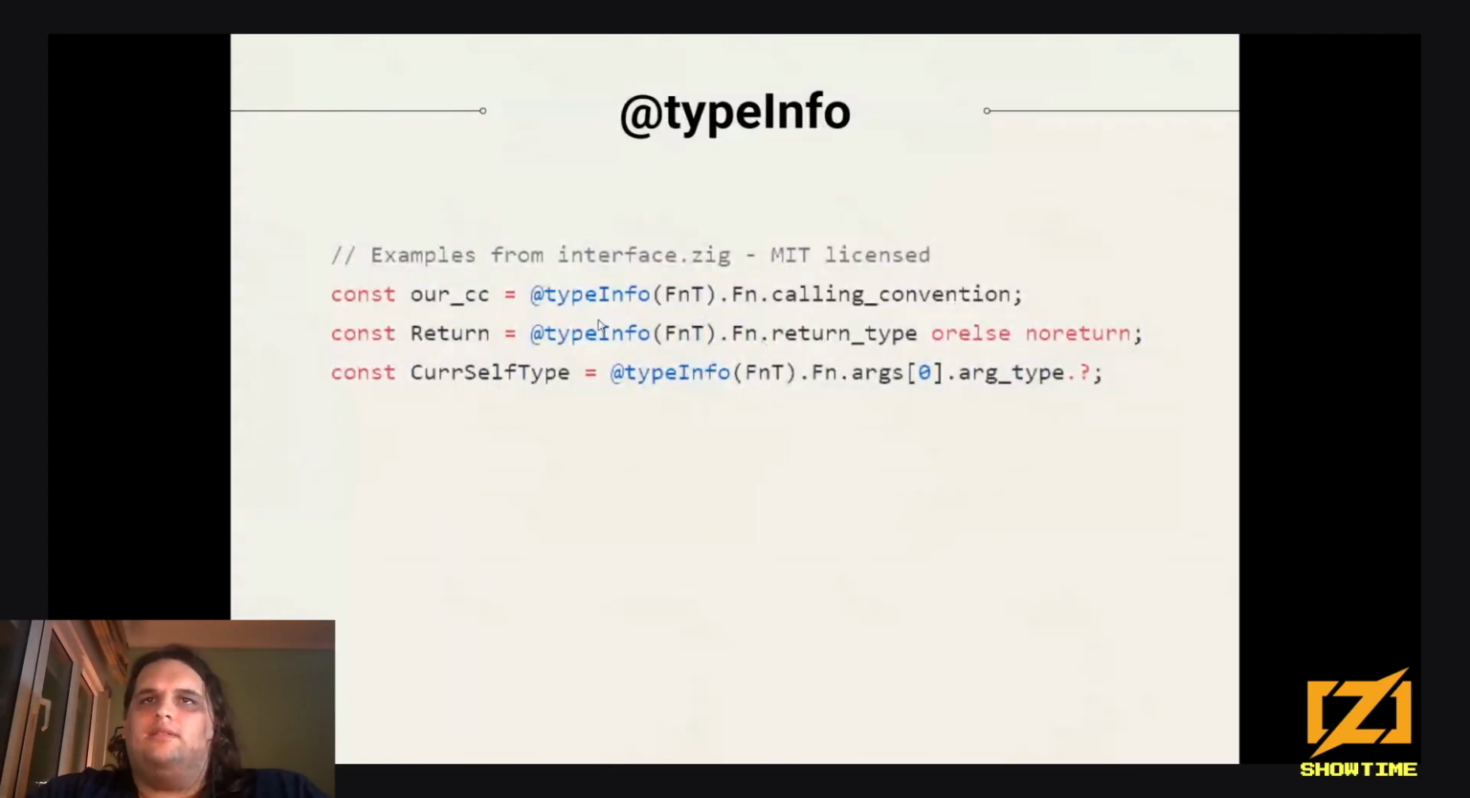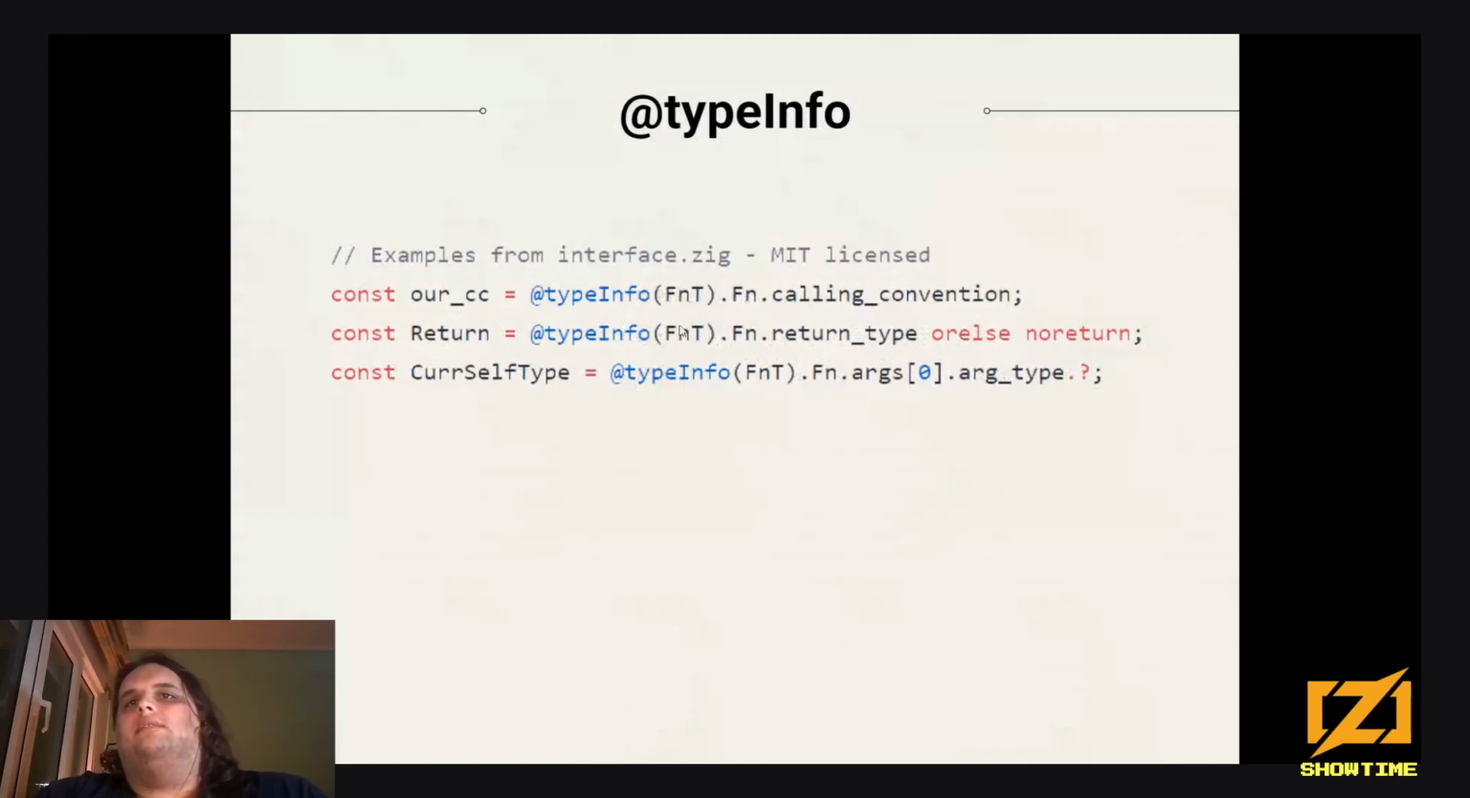This is a very simple example where we are extracting some information from a function type. Here we are extracting the calling convention as well as the return type, which can be null, and the type of the first argument of the function.